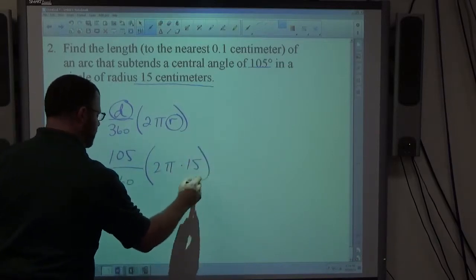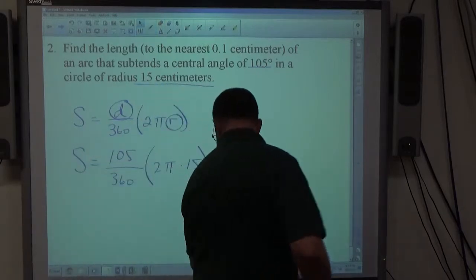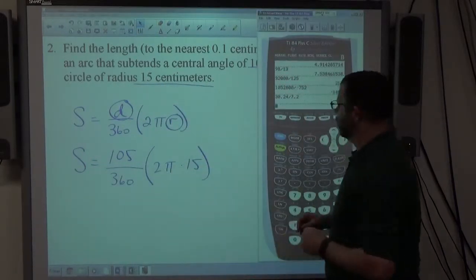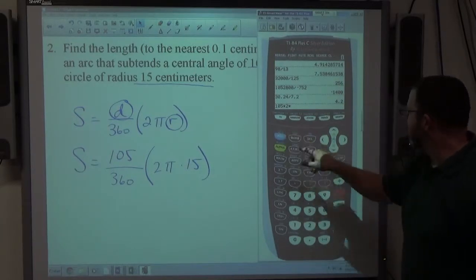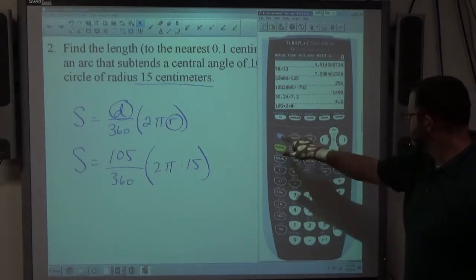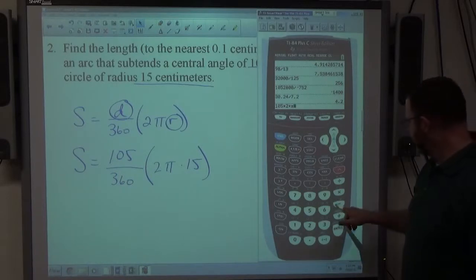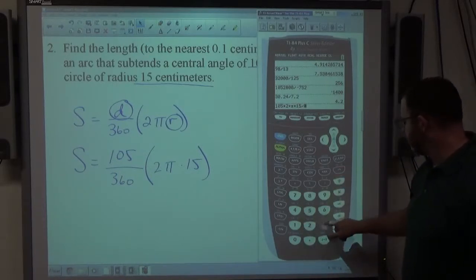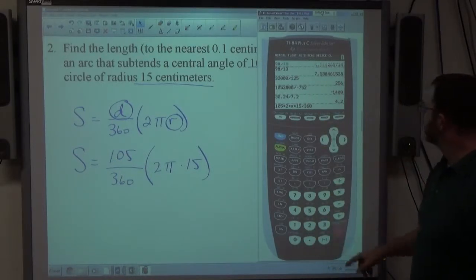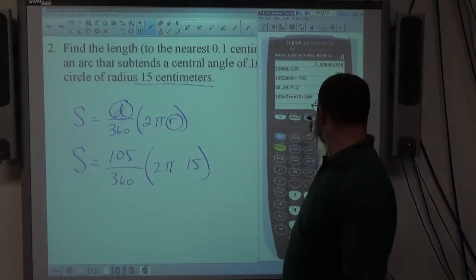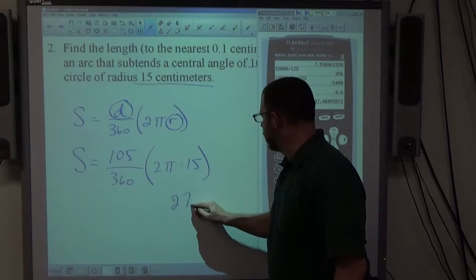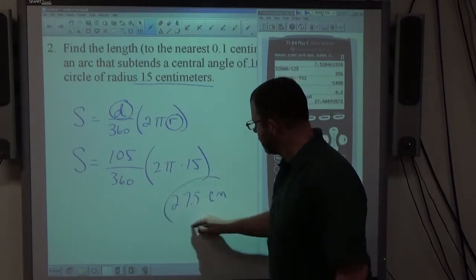15. And at this point I probably need a calculator. So this is the nearest tenth of a centimeter, so I would just type in 105 times 2 times pi times 15 divided by 360. And do make sure to use the pi button. 27.4889 rounds to the nearest tenth as 27.5 centimeters.